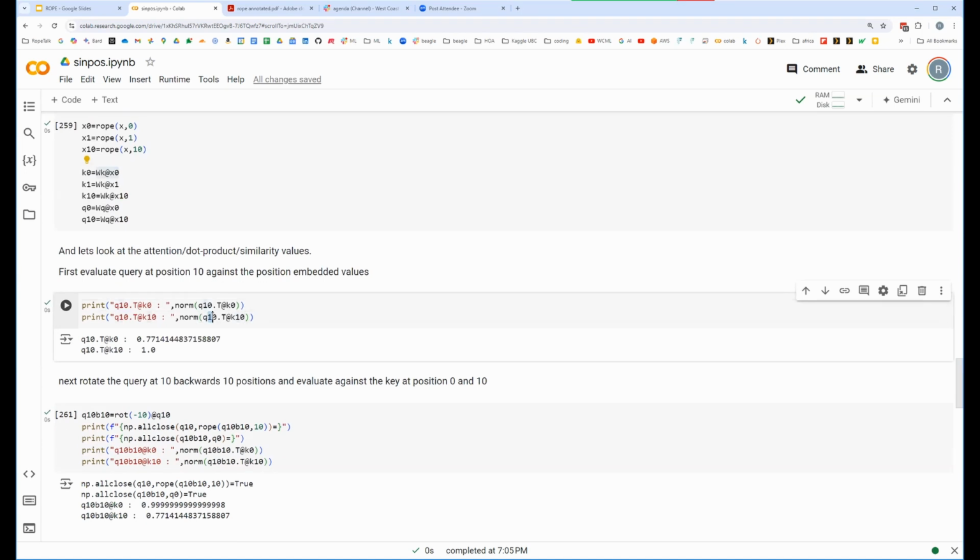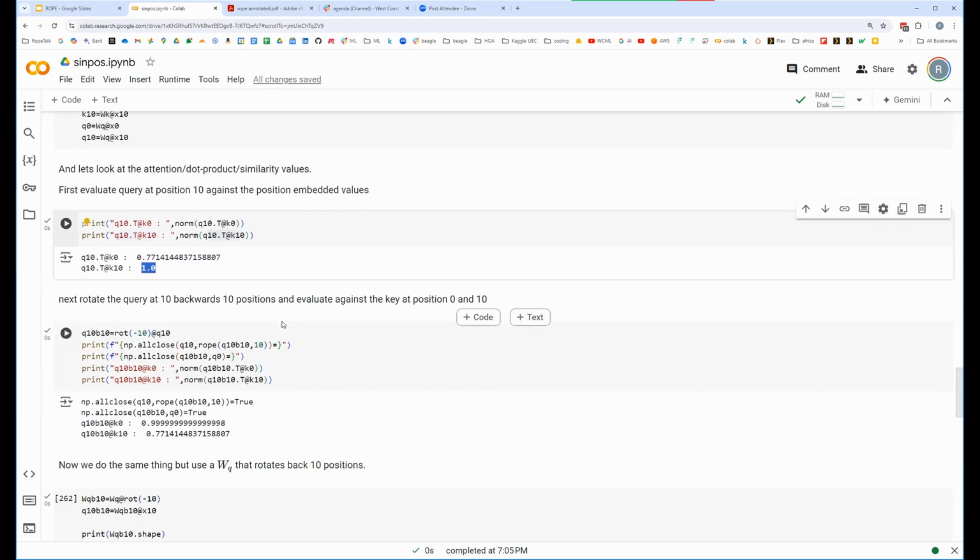If I take the self-attention, the query at 10 dot product the key at 10, I get 1. That is what I would expect, because there's no rotation in here. But what I was looking for is a weight matrix Q that will, by definition, when you multiply it by X sub I that's already had the embedding, attend to K sub I at some position in the past. That's what I was wanting to do.